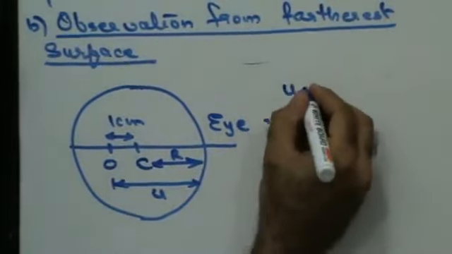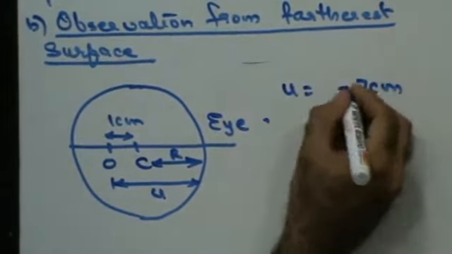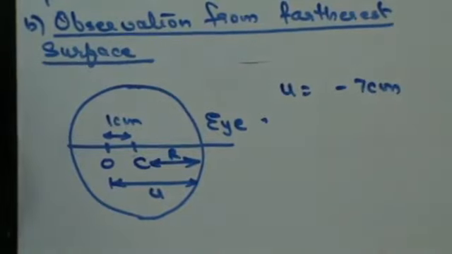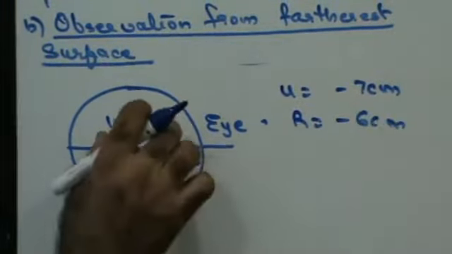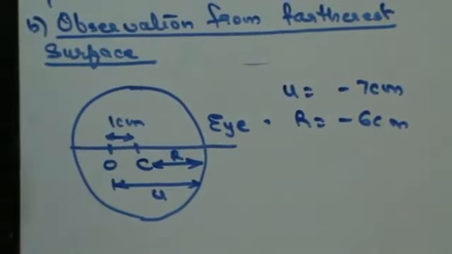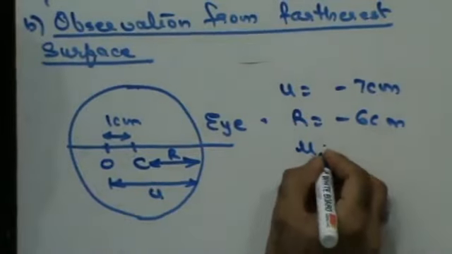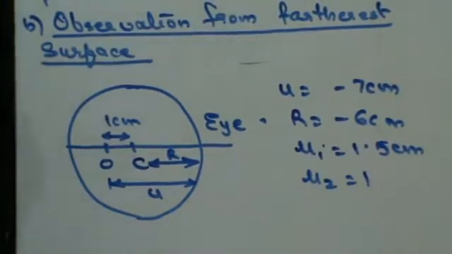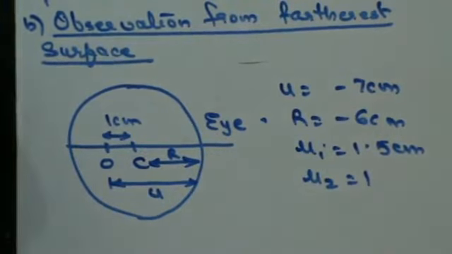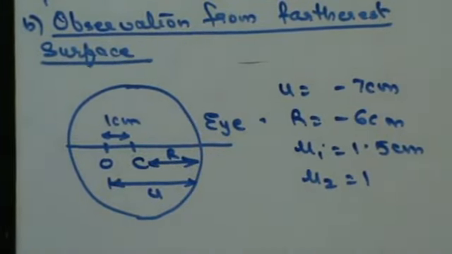So, in that case, U is going to be 7 centimeter. By sign convention, we know that U is always negative. Radius is going to be minus 6 centimeters because I will have to keep the center on the left side to draw the spherical surface. We also know that mu1 is 1.5 and mu2 is 1. Again, use the spherical surface formula and solve it. You already have the spherical surface formula.